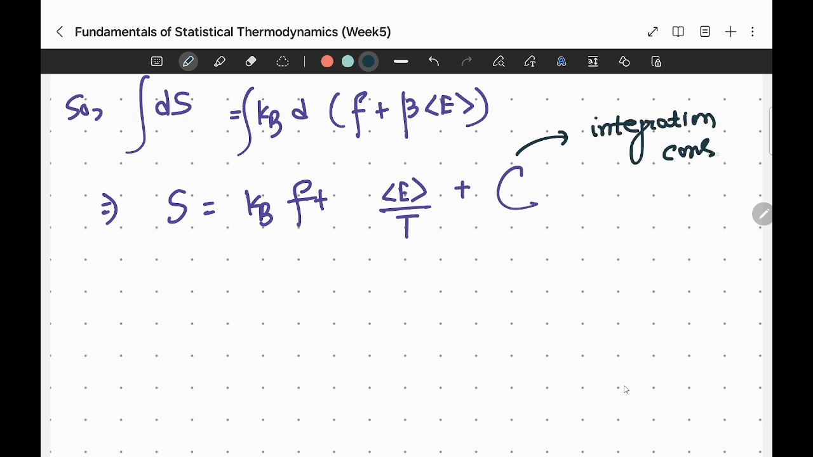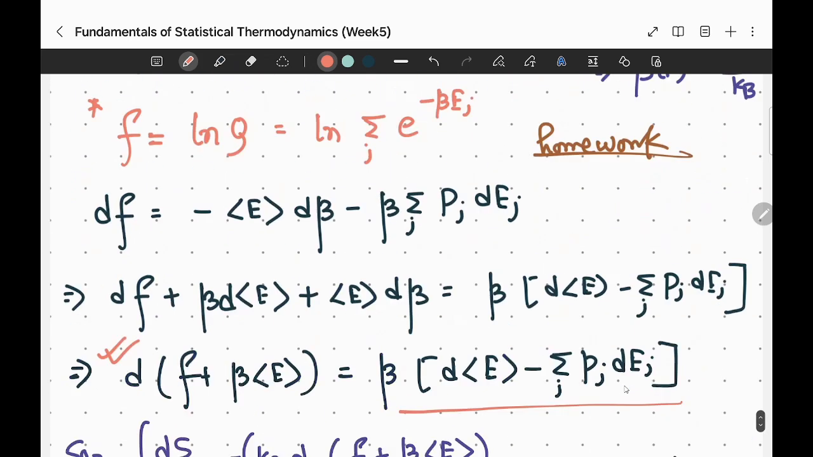Is it important? It is important, but we will take C to be 0. Why? C may be 0, may not be 0. But in our thermodynamics, we always consider delta S, right? So in both cases the C will be the same, and C final minus C initial will cancel. So for simplicity, we consider C as 0. So if C is 0, what was the f? f was ln Q.